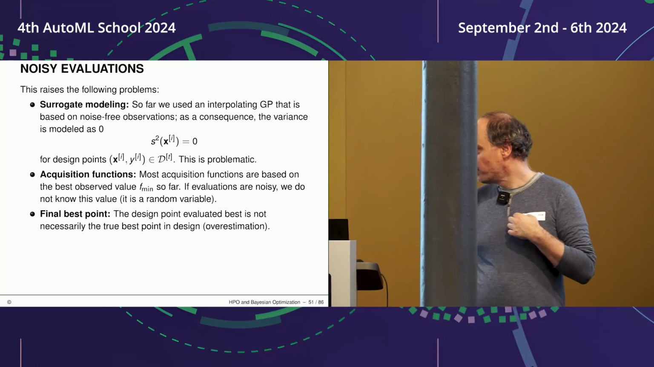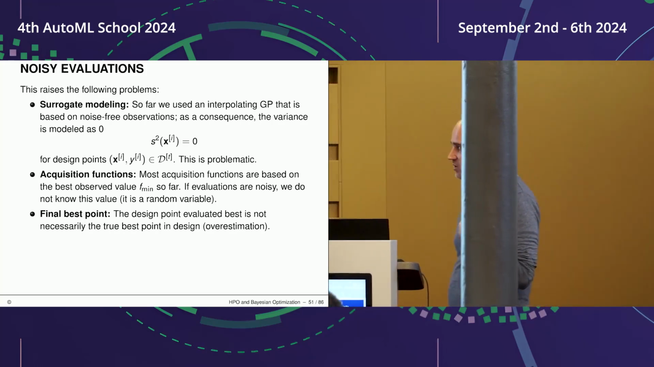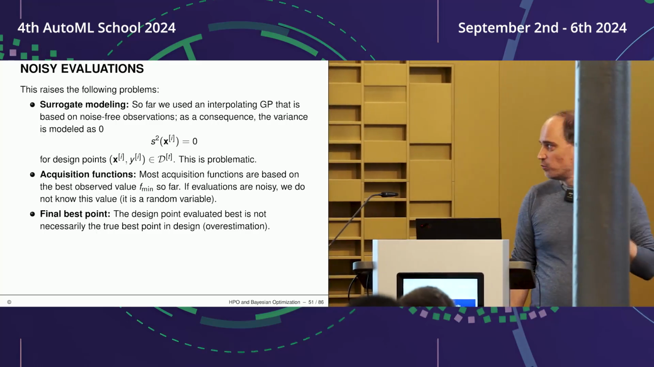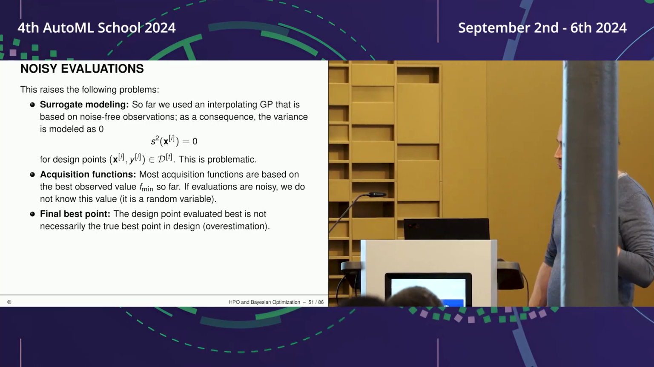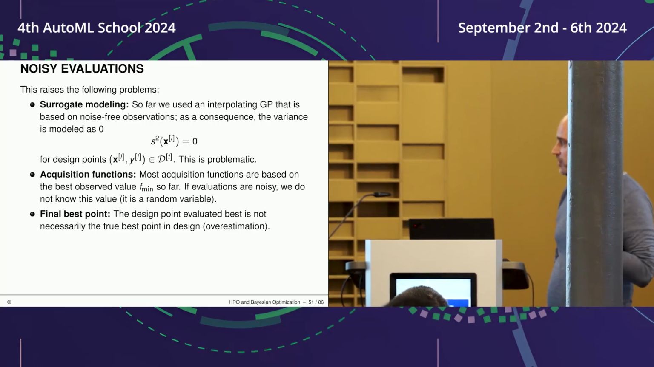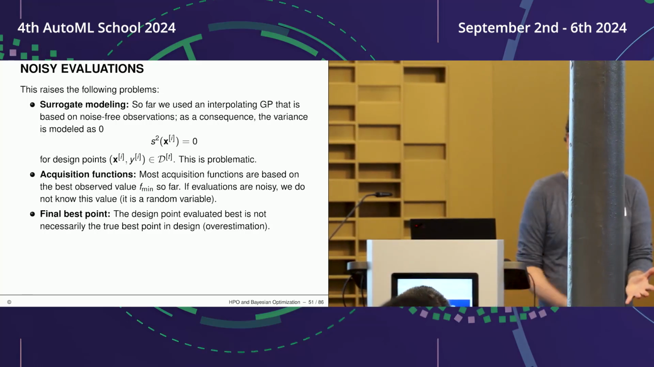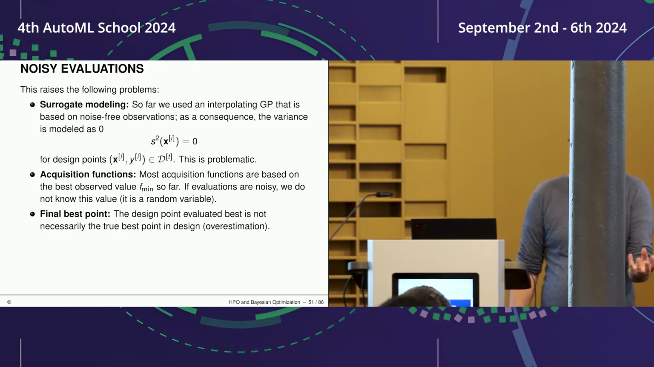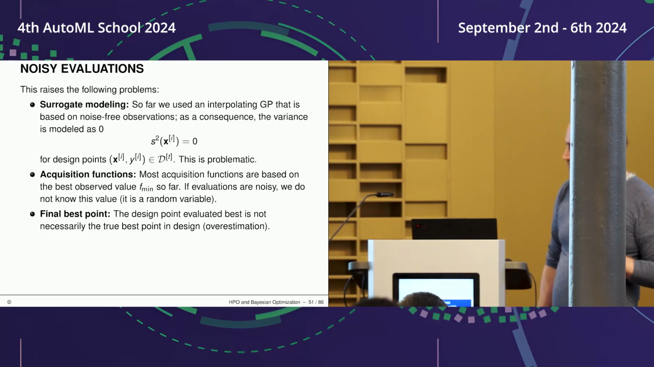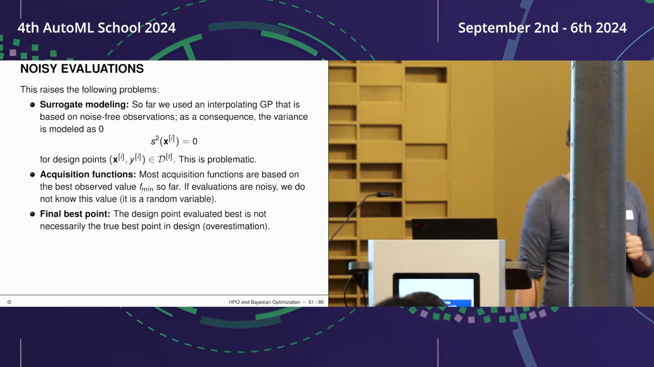The next thing is the acquisition function. Everything we have done in terms of derivation for the expected improvement also assumes that our evaluation function is deterministic. The Gaussian process itself is some stochastic thing, but the function f we treat as deterministic. So this also potentially needs to change.